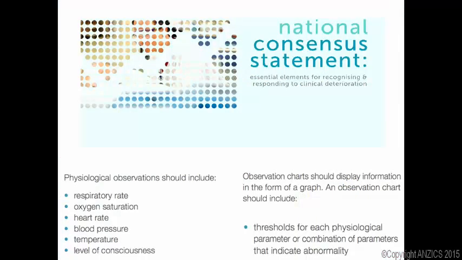So what's going on in Australia? Well, the National Consensus Statement came out in 2010, which provided guidance so that each hospital could tailor their rapid response system to their own needs. They specified a number of physiological variables to use, and they also suggested that we use thresholds but didn't actually specify what number because of lack of evidence to do so.